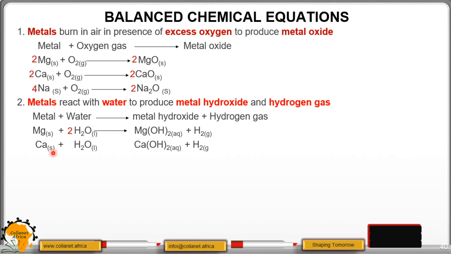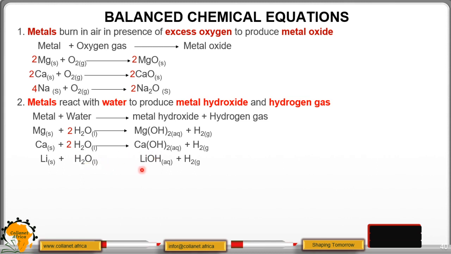Then we move to another one, calcium plus water, you get calcium hydroxide. When you look at calcium hydroxide, calcium has a valency of 2 because it is in group 2. So hydroxide will take the valency, and hydrogen here are 2 and this one are 2 again, so this one makes 4. But the other side we have only 2, so you place a 2 here to balance the number of hydrogen atoms on either side, and this one also balances the number of oxygen.